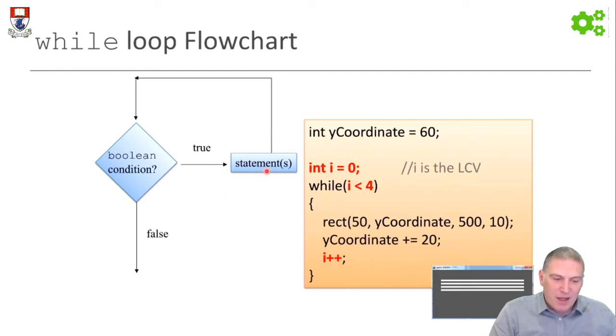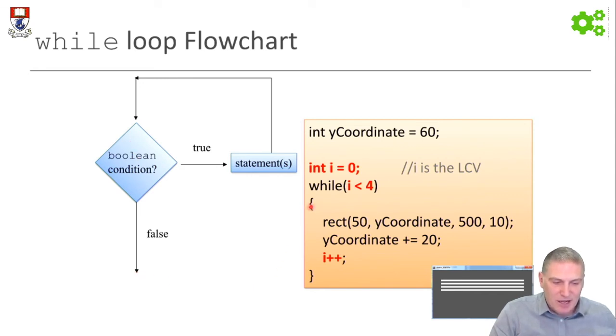Again, we've executed our statements, we come back around the loop and we look at our Boolean condition again. So is 2 less than 4? Yes, it is. We execute our statements, back up around. Is 3 less than 4? Yes, it is. Execute our statements, back up around. Is 4 less than 4? No, it's not. So now we go to the false part.